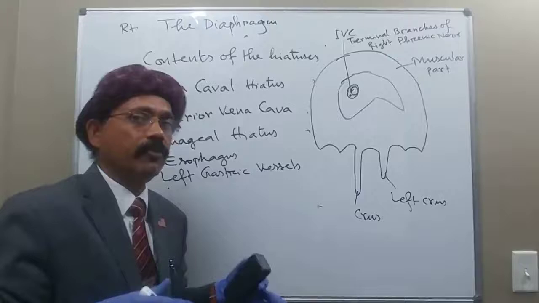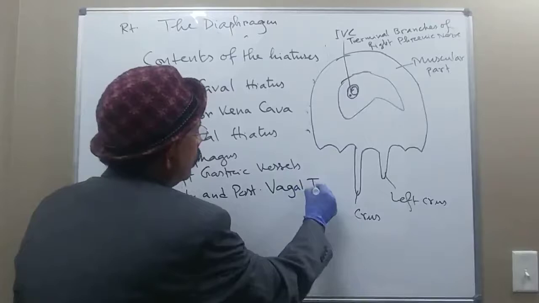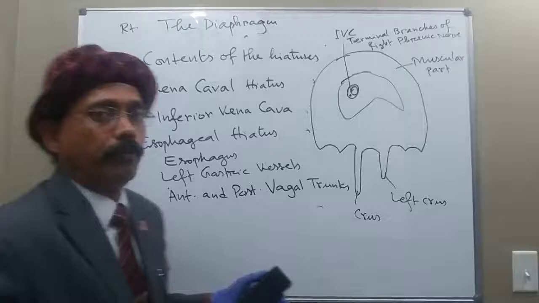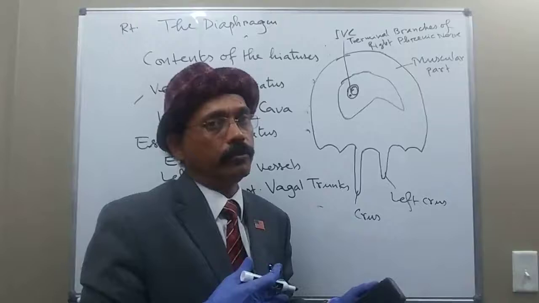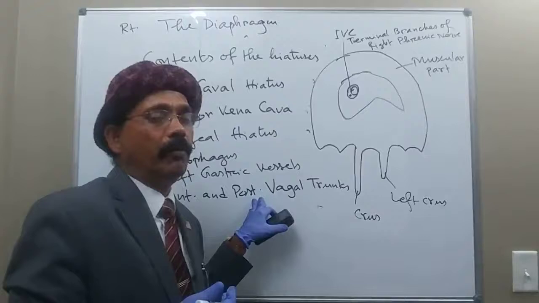So anterior and posterior vagal trunks. Okay, we got that. Anterior vagal trunk passes anterior to the lower part of the esophagus. Posterior vagal trunk passes posterior to the lower part of the esophagus. Both of them arise from the esophageal plexus. Esophageal plexus is formed mostly by the left vagus nerve and right vagus nerve, but contributed by the sympathetic nerve fibers from the sympathetic ganglions.